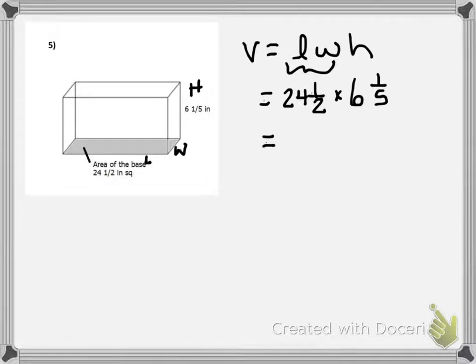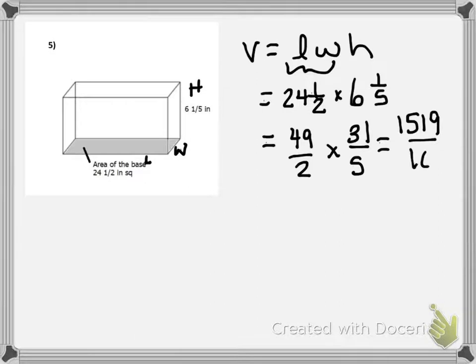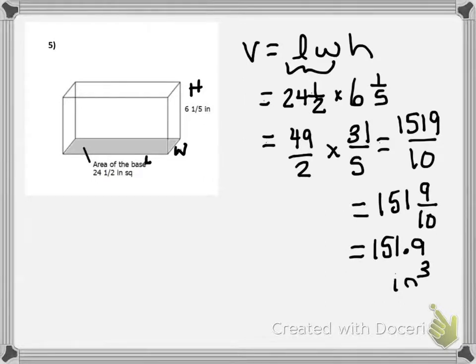2 times 24 is 48, plus 1 is 49. So you have 49 halves, and 5 times 6 is 30, plus 1 is 31 fifths. So we're going to multiply across. 49 times 31 is 1,519, and 2 times 5 is 10. Then we're going to divide it here. We end up with 151 9/10, or 151.9, also 9/10. And our units is inches cubed.